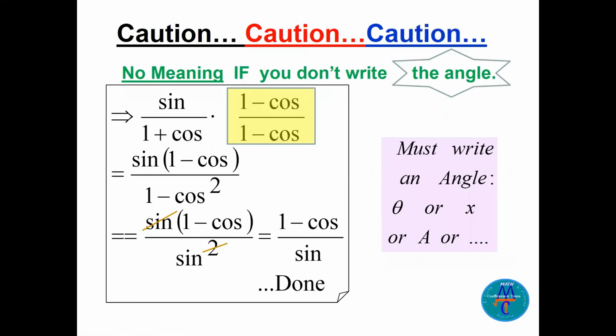Now this is a quotient, just a remark, no meaning if you don't write the angle. I have seen some math users, some students, they write sine over 1 plus cosine, 1 minus cosine, 1 minus cosine. That's all wrong. This is not correct. You must write an angle, like sine theta, sine x, sine a, sine beta, any angle. That's very important.